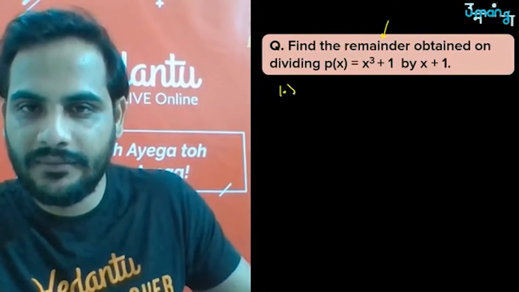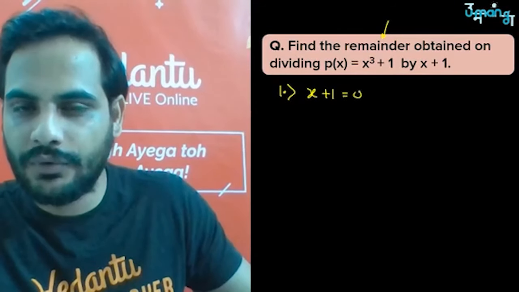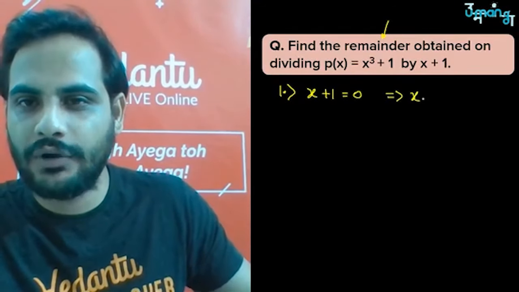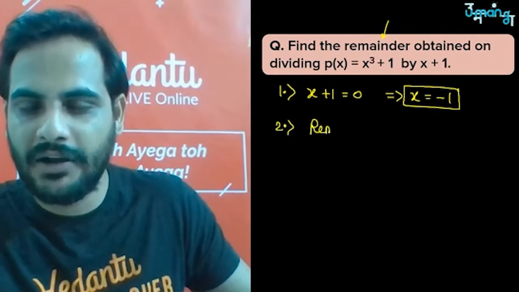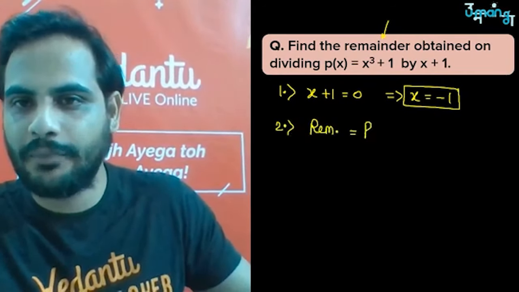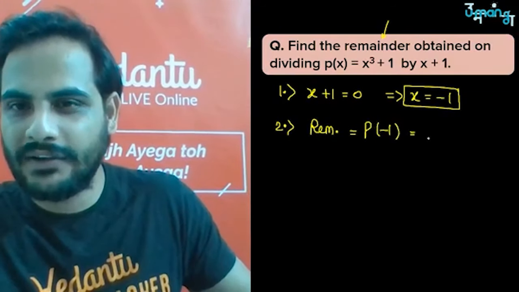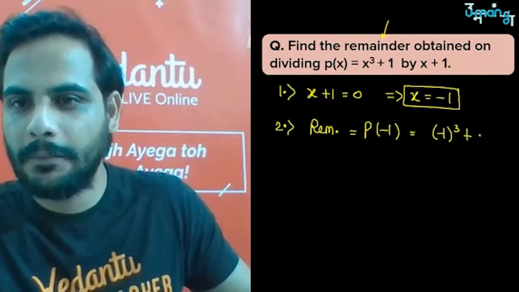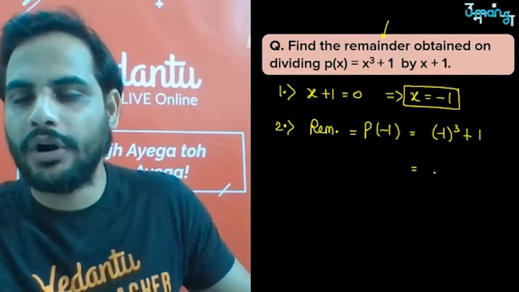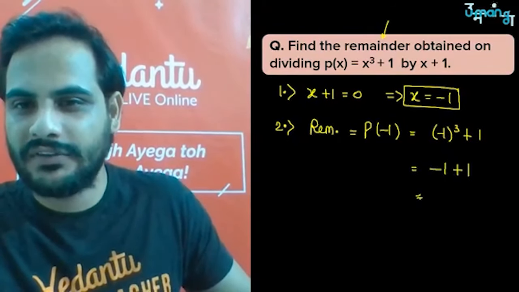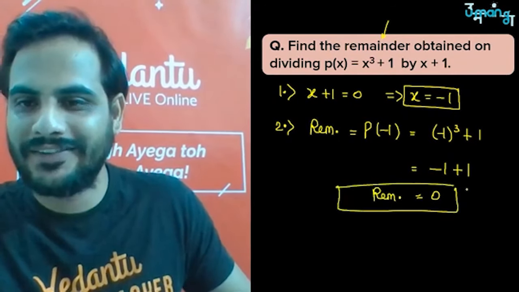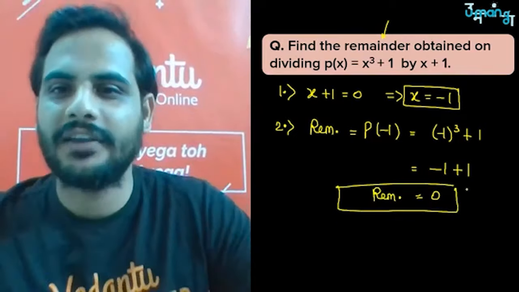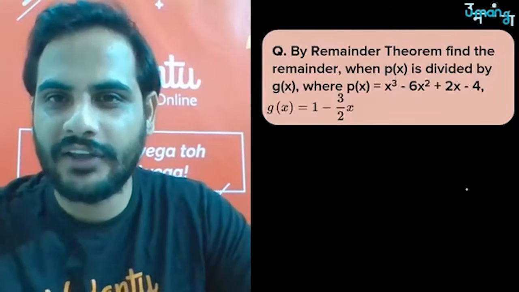So step 1, make x plus 1 equal to 0, you will get x is equal to minus 1. Put x is equal to minus 1 in this polynomial, so I will say the remainder will be equal to the value of this polynomial dividend at x is equal to minus 1, which is minus 1 cube plus 1. Minus 1 cube, odd power, is minus 1, plus 1, which is equal to 0. So I can say my remainder is equal to 0. Got it? Let's move to the next question.